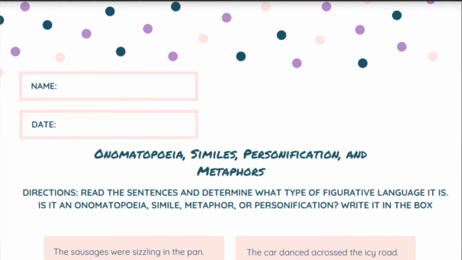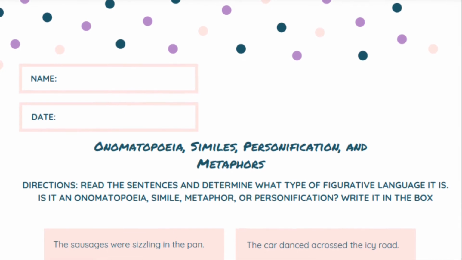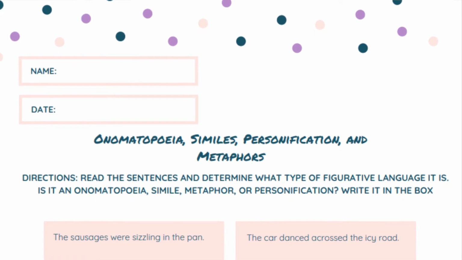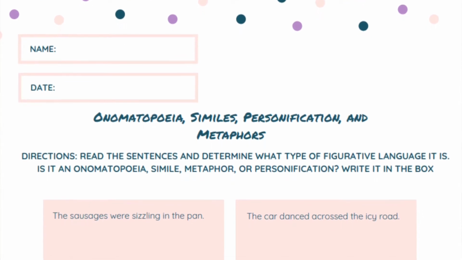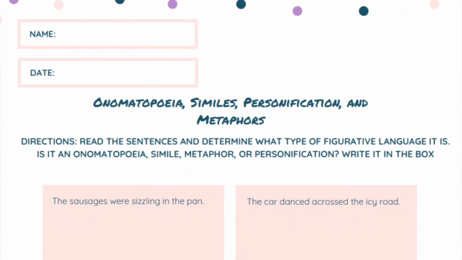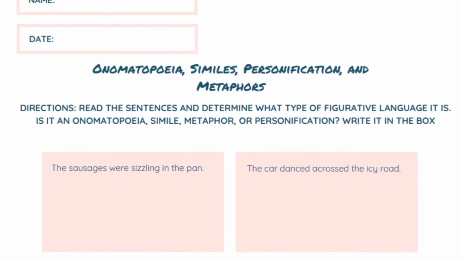So, our first worksheet is going to be over onomatopoeia, similes, personification, and metaphors. The directions in this are to read the sentences and determine what type of figurative language it is. Is it an onomatopoeia, a simile, metaphor, or personification? Write it in the box.